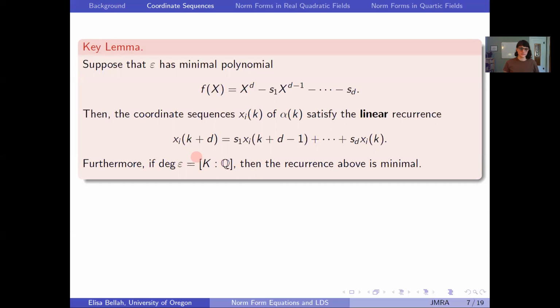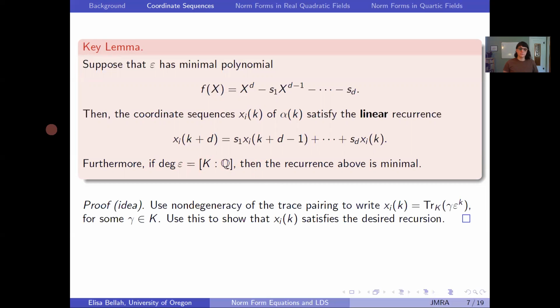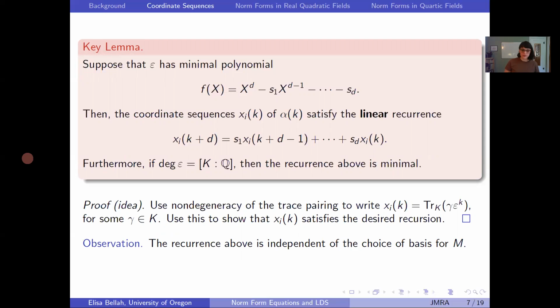Okay, so the idea for this proof, I won't say much about it, but the main idea is to use the non-degeneracy of the trace pairing to write each of these coordinate sequences as traces of some fixed element gamma times these powers of your unit epsilon. And then you use the linearity of trace to show that your coordinate sequences satisfy the recursion that you want. Okay, so that's how that proof goes.